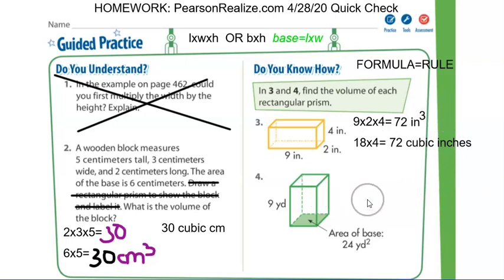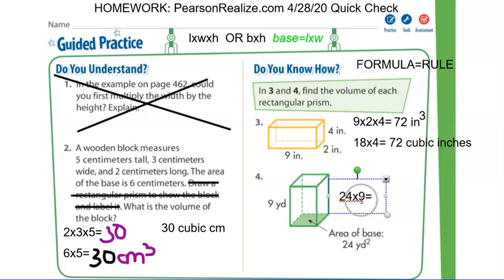Down below on number 4, it gives us the area of our base already. So remember, our base is a combination of our length and our width. So it doesn't give us the length and width, so we're going to be using that base. So our base is 24. So we're using this formula right here, base times height, which means we're going to multiply that by our height, how tall the shape is, which is 9.